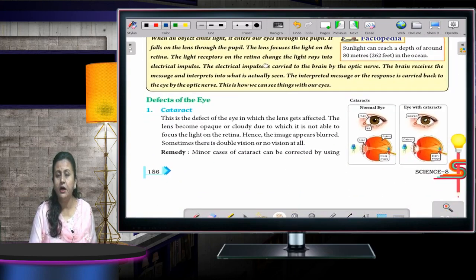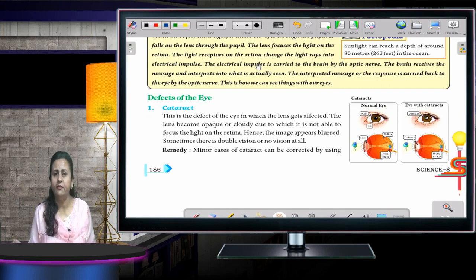Now, we are able to see with our eyes. With age or some other problem, we can get some problems in the eye also. So what are the defects of the eye? What defects can we have in the long run or maybe in a short run also?